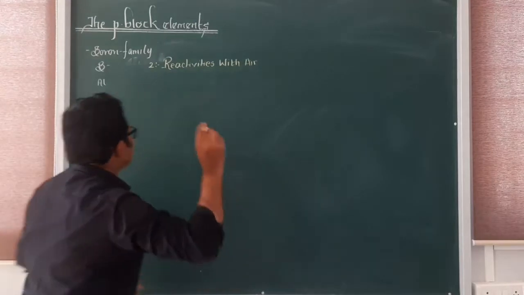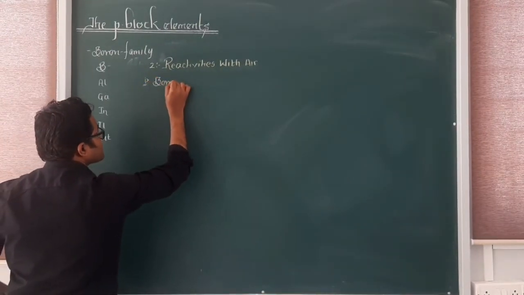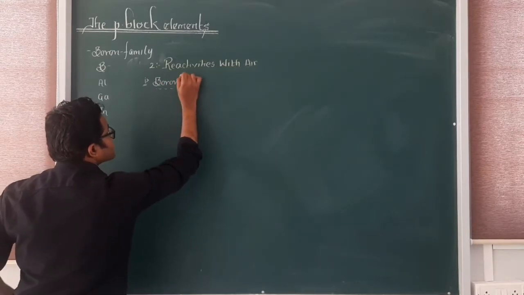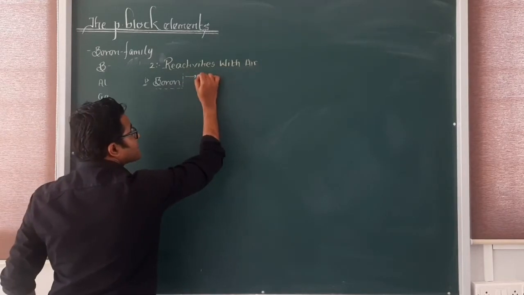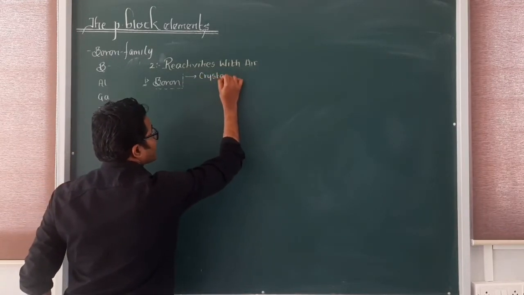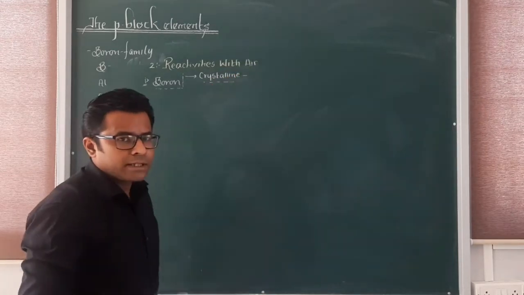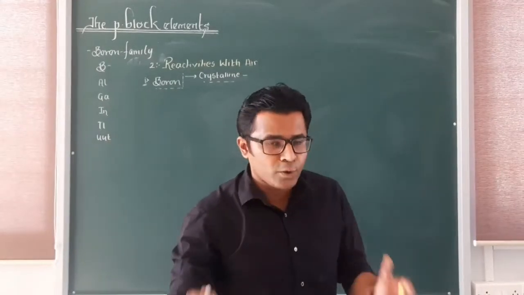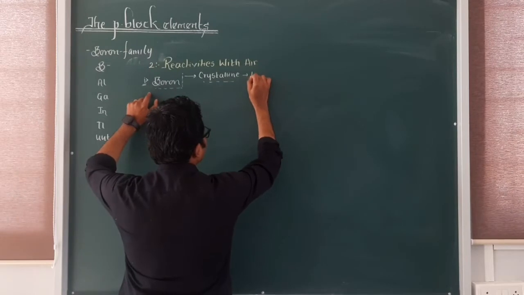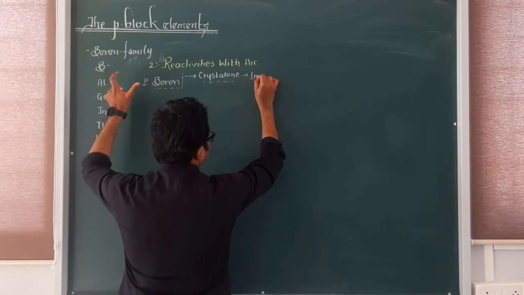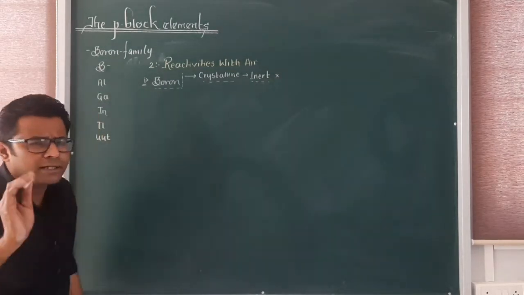When we observe the first one, boron, it naturally exists in two physical states, and one physical state is the crystalline state. This crystalline state is actually inert. Inert in the sense that it is not going to react with oxygen. So the inert form of boron is crystalline in nature. Therefore, it is not going to show any reaction.